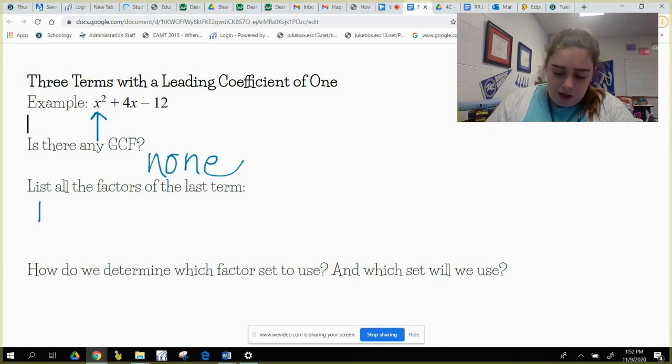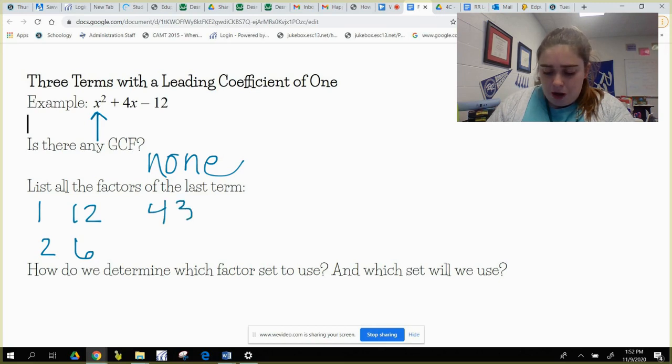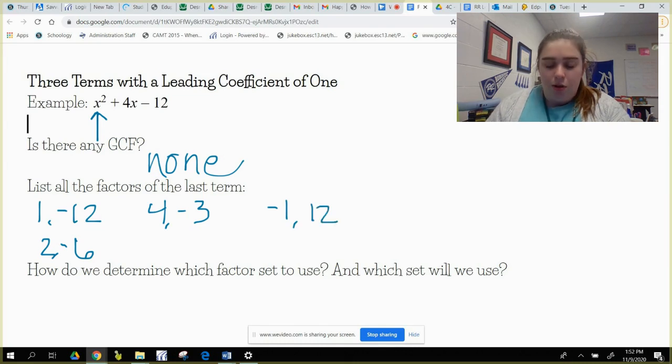We can have 1 and 12. We can have 2 and 6. We can have 4 and 3. Okay, so now let's go back and look at, we need to make in those sets one number be negative. So this one we could have 1 and -12. This one we could have 2 and -6. This one we could have 4 and -3. Okay, but we also need to flip it the other way around. So we could also have -1 and 12. We could have -2 and 6. And we could also have -4 and 3.